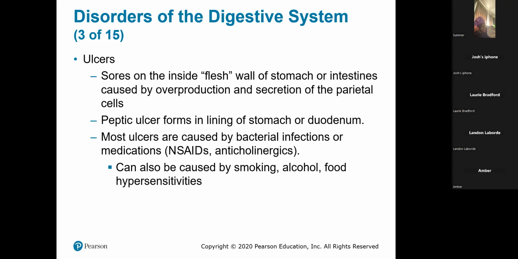That's why you'll see a lot of times that they'll have that little auxiliary label providing additional information about the product. It will instruct patients usually to take this with some type of food. These ulcers can also be caused by or exacerbated by smoking, alcohol consumption, and food hypersensitivities.